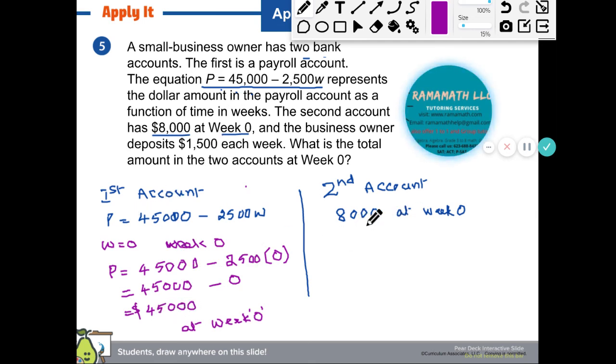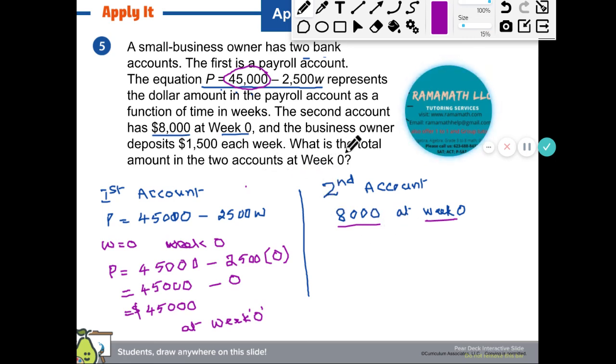But the second account, we already know $8,000 at week 0. In the questions, if they gave you an equation, you see this number right here, that's your week 0, the beginning amount. And this is the rate of change. We don't worry about that. If you're looking at week 0, this is the number. Always remember that. And the second account is given as $8,000.